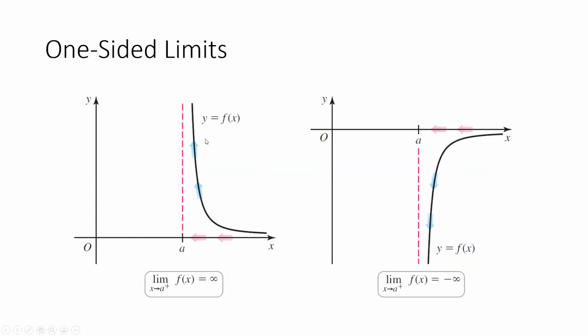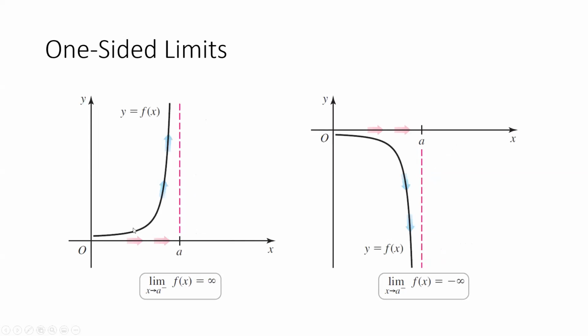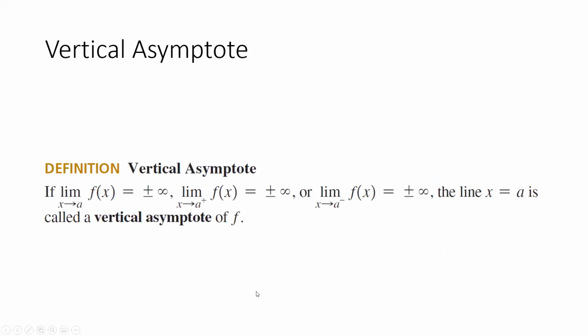So here's the same pictures that I just drew. When I'm approaching from the right, it goes to positive infinity or negative infinity. In either case, we have a vertical asymptote. It approaches a from the left, and it goes to positive infinity or negative infinity. We have a vertical asymptote there. And that's what our vertical asymptote is by definition.